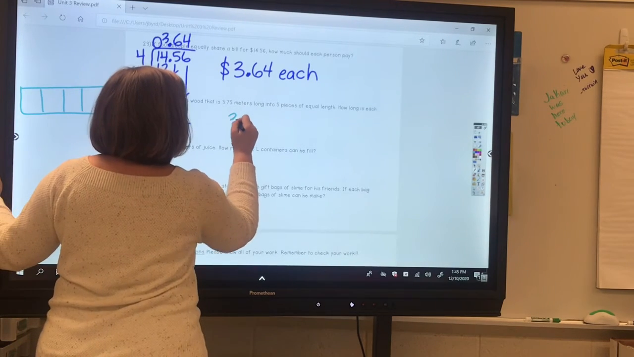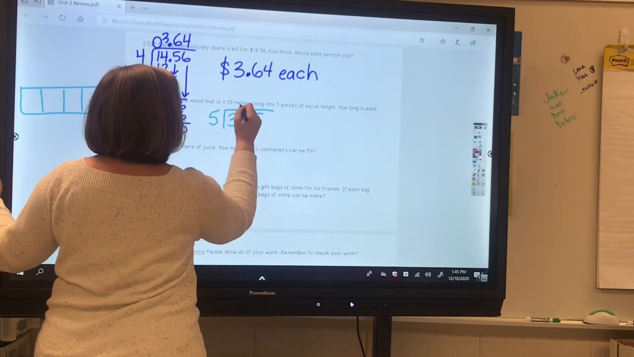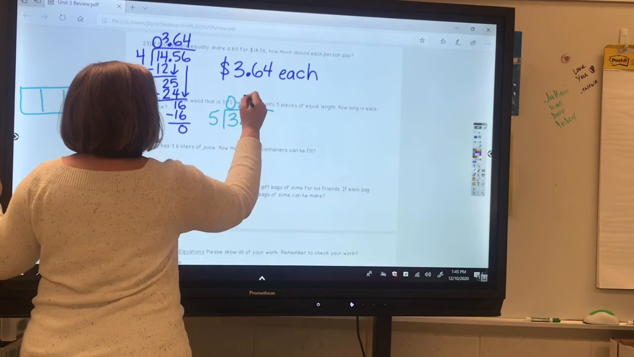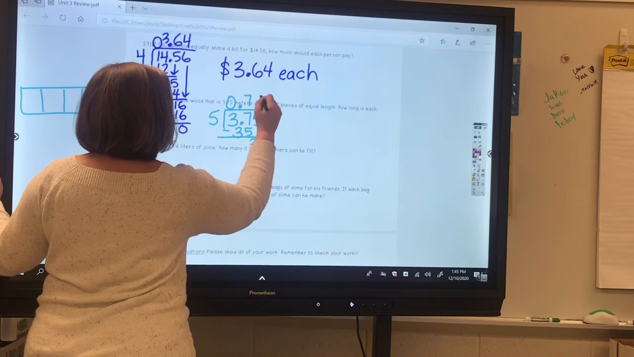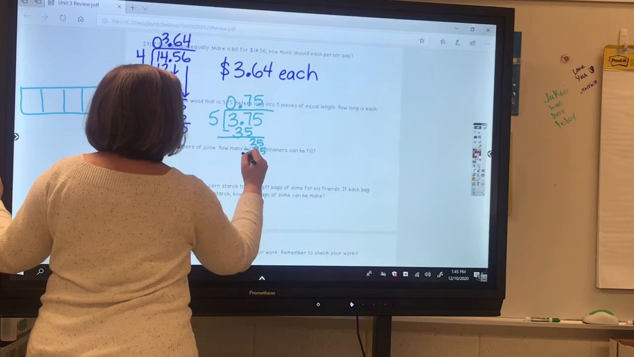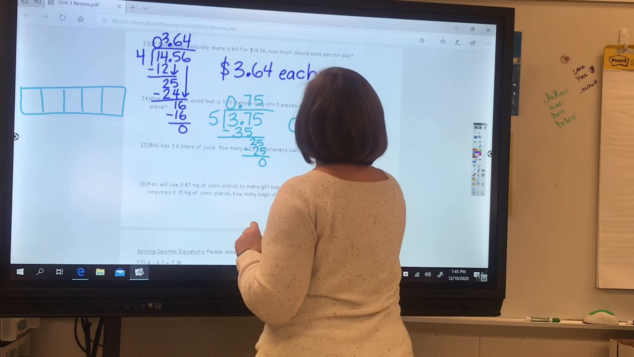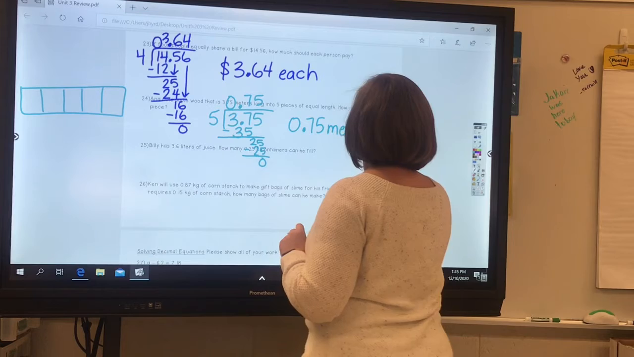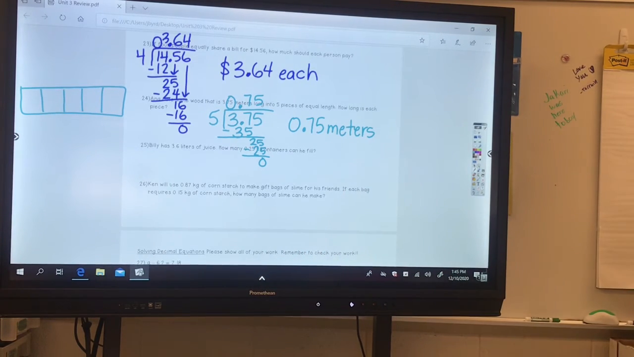So we're going to take 3 7/75 and divide by 5. How many times will 5 go into 3? 0. 37, 7, 25, 25. So how long is each piece of wood? 7,500 meters long is each piece of wood. Whenever we get finished with this one, can we go back to that number 22? Yes.